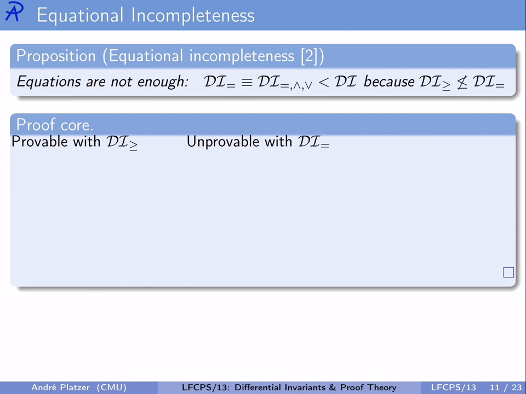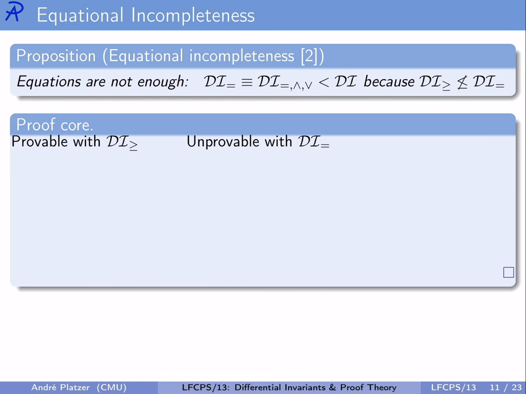So let's understand. What we need to find now is something that's provable with the DI greater equal, but unprovable with the DI equal, because that also justifies why general unrestricted DI can do more than just DI limited to equals. Because the two of them are equivalent in terms of their deductive power, it also argues why that is less than this. Well, it shouldn't be so hard for us to find something we can prove by DI greater equal, but of course we also need to pay attention to make sure that we can't prove it by DI equal.